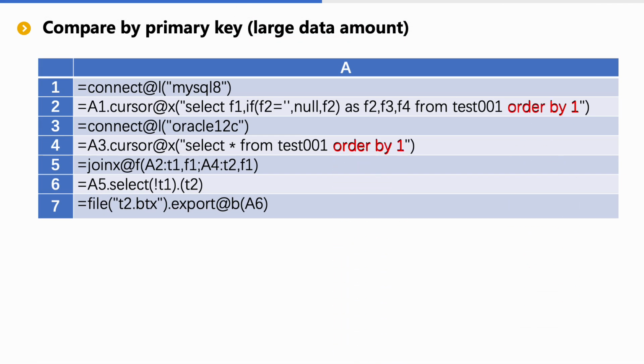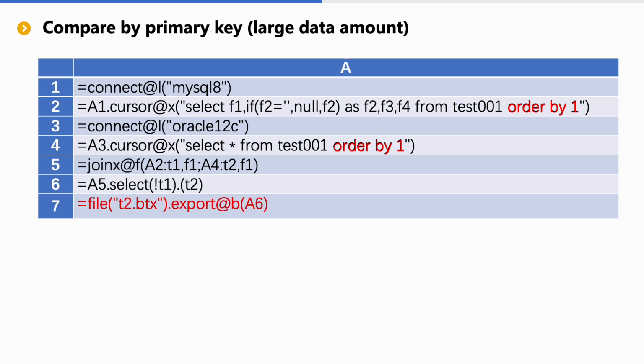When the amount of data is large, it cannot be read into memory for full join anymore. The data needs to be sorted by comparison field, and orderly merged to implement full join. Therefore, order by needs to be added to the data retrieval cycle to ensure that the retrieved data is sorted by the primary key.